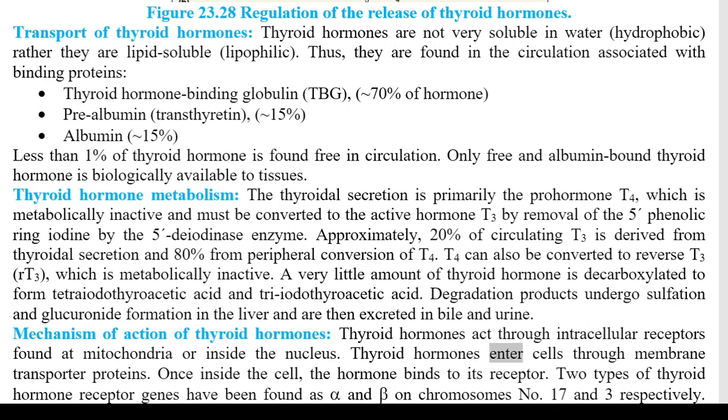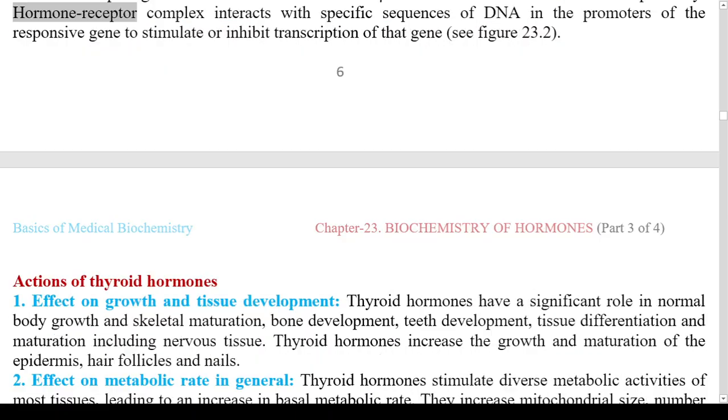Thyroid hormones enter cells through membrane transporter proteins. Once inside the cell, the hormone binds to its receptor. Two types of thyroid hormone receptor genes have been found, on chromosomes number 17 and 3 respectively. The hormone receptor complex interacts with specific sequences of DNA in the promoters of the responsive gene to stimulate or inhibit transcription of that gene. See Figure 23.2.